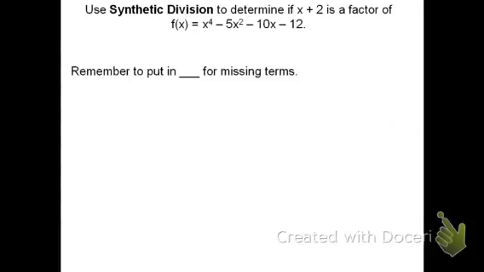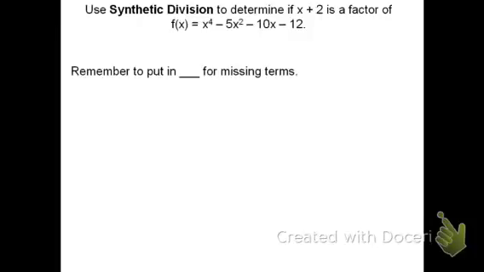To use synthetic division, we're going to determine if x plus 2 is really a factor of f of x equals x to the fourth minus 5x squared minus 10x minus 12. The way we're going to do this is we'll complete the synthetic division. Just like long division, we'll look to see what the remainder is. If the remainder is 0, then we know it's a factor. If the remainder is not 0, then it cannot be a factor of the polynomial.